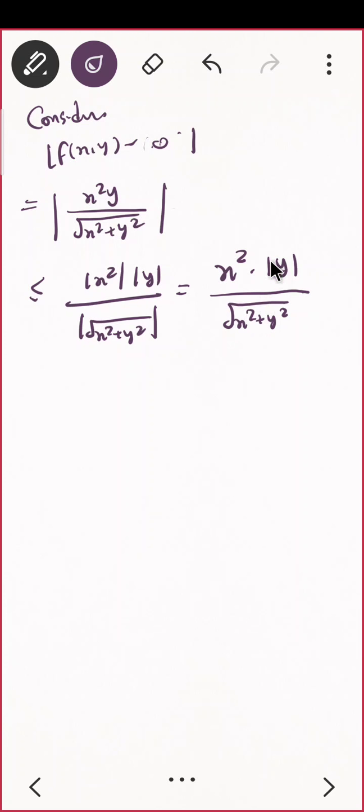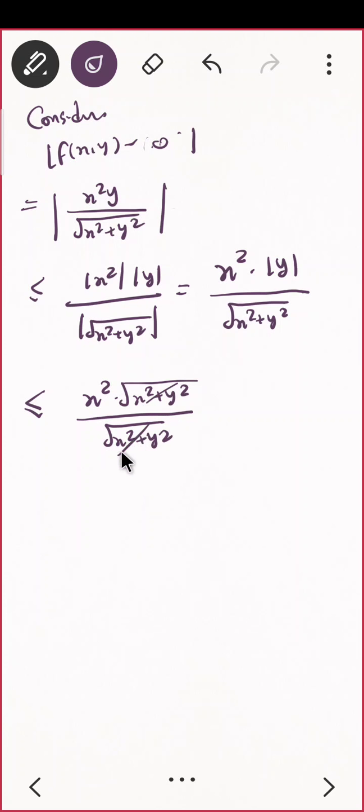You observe one thing: mod y. In the previous cases, in the first question, what did we do with this? What did we do with mod y? I just wrote this mod y as less than or equal to the square root of y square. And later I wrote this as, can I directly write this? So x square I am writing like this, mod y I am writing like this. Can I do that? That's done, na? Do you see?